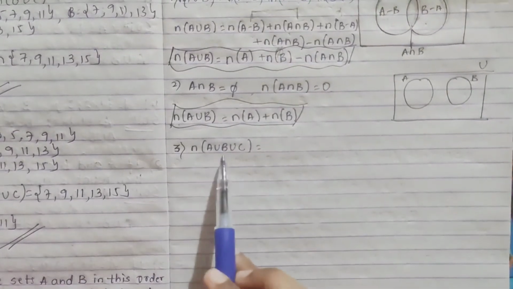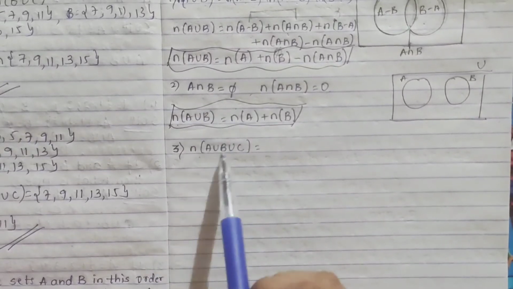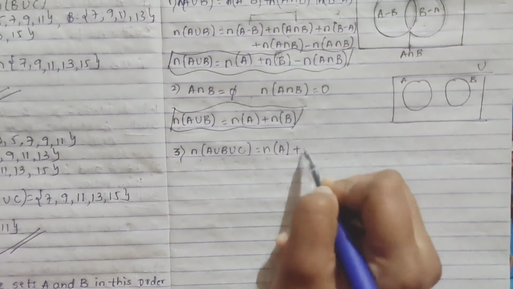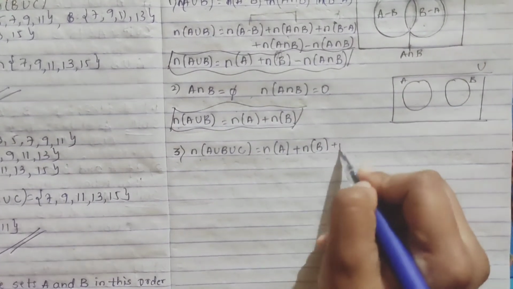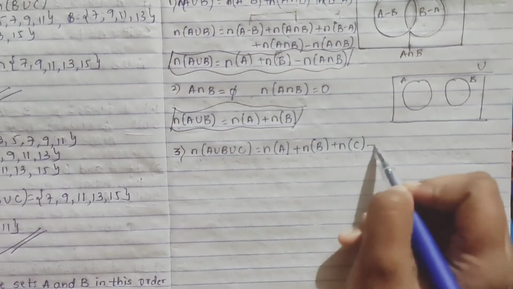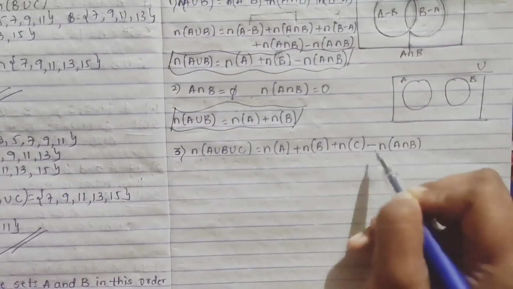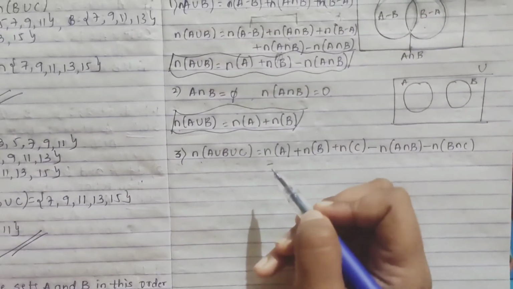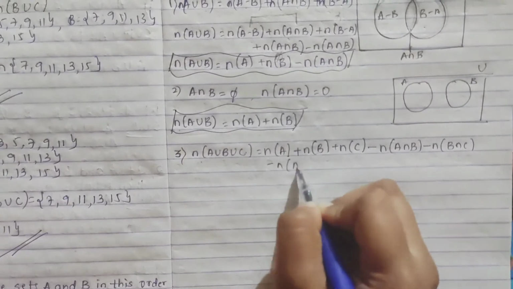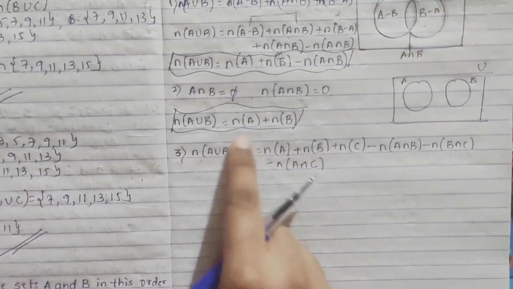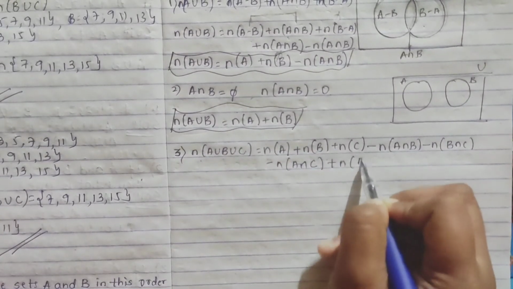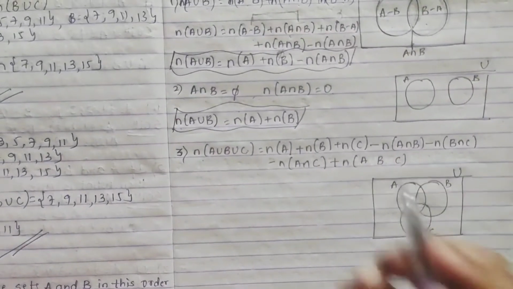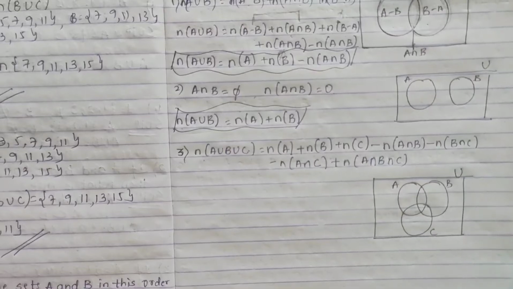Third, you have n of A union B union C. You have done just n of A union B, and this is just an extension of it. Using this formula, we will directly write that formula. First n of A plus n of B, one more term will come, plus n of C. Then minus n of A intersection B, minus n of B intersection C, and again minus n of A intersection C. And here one more term, the whole term, plus n of A intersection B intersection C. So this is your third formula.